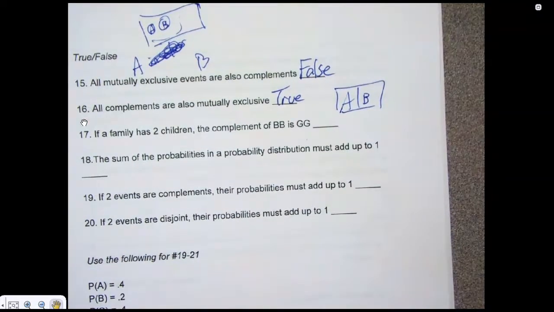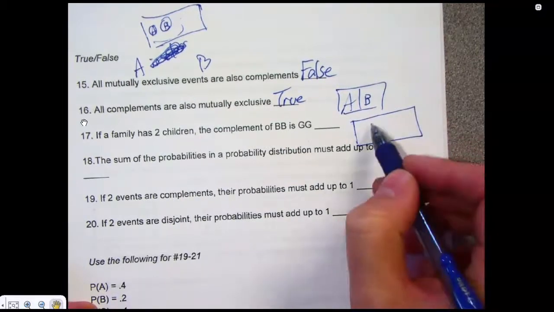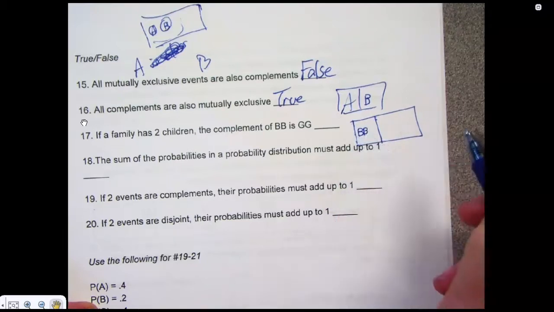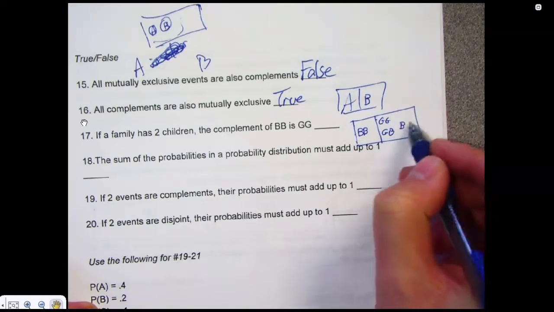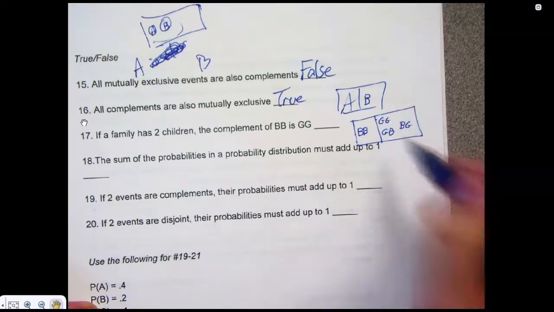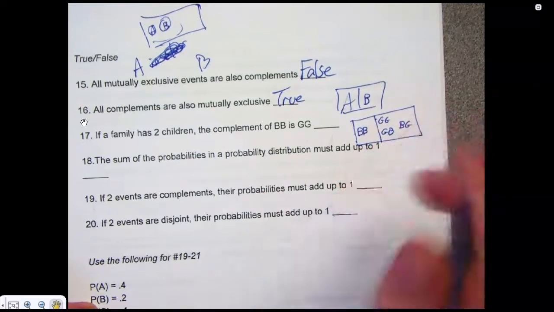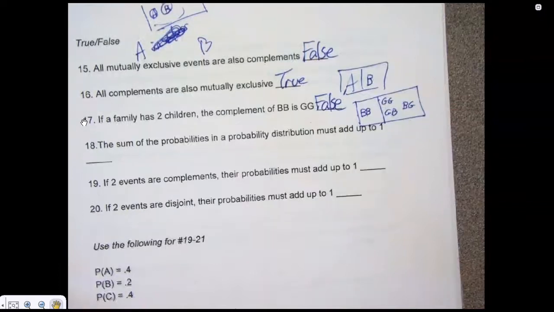If a family has two children, the complement of boy, boy is girl, girl. So again, complements have to be the only two options. If one of your options is boy, boy, the complement of that is all of these things combined, not just girl, girl. Boy, boy and girl, girl do not fill up the entire square. There are other possibilities. So that's false.